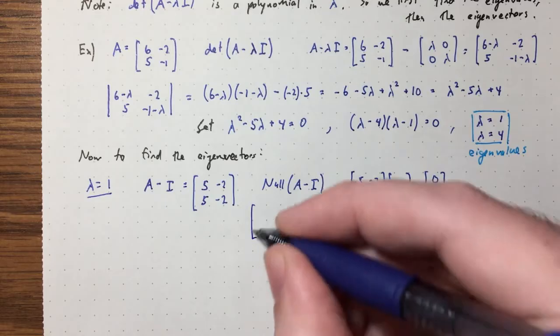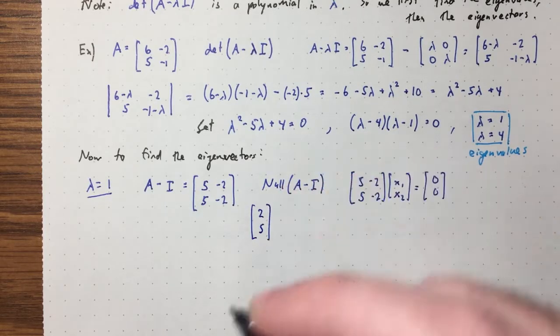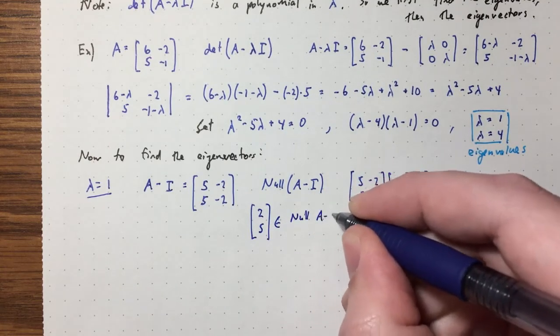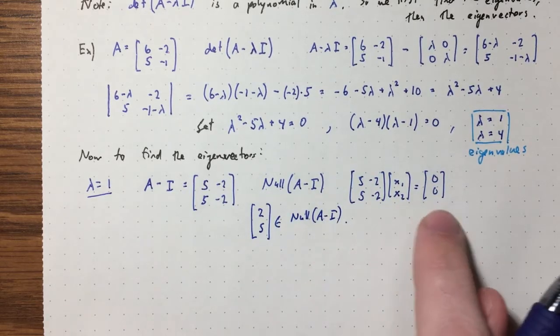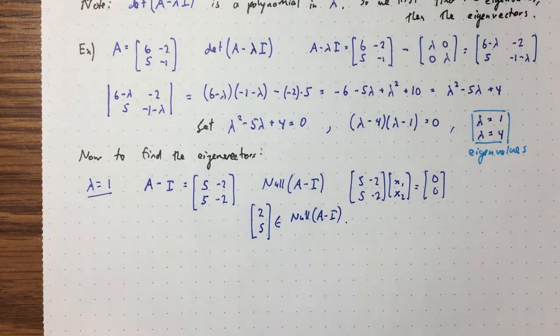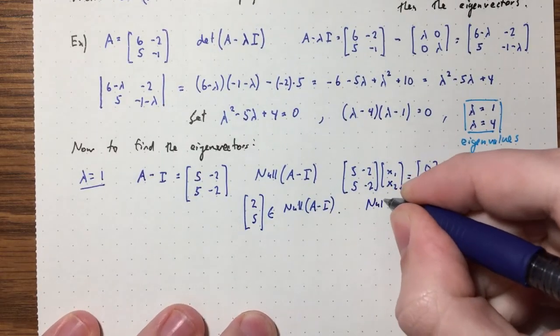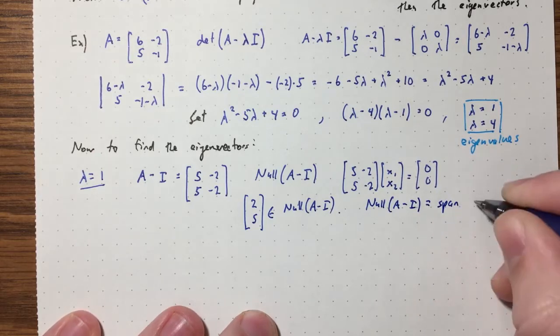So here's my vector that's in the null space. I take 2 of the first column, and then I take 5 of the second column. So this is in the null space. You can also find that by solving the system of equations, but it's often easier to just see what combination of the two columns gives you the 0 vector. Often you can just kind of eyeball it. So what is the whole null space? Well, the null space is actually just the span of this vector.